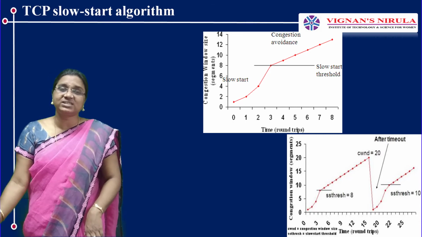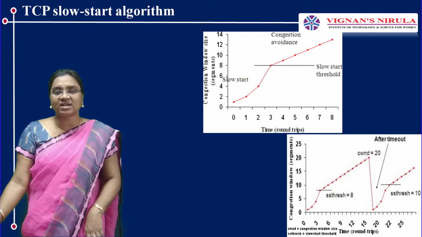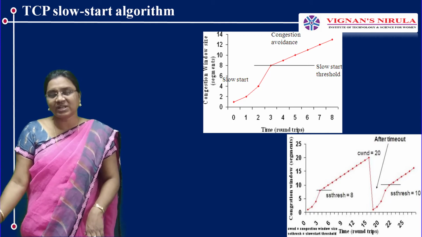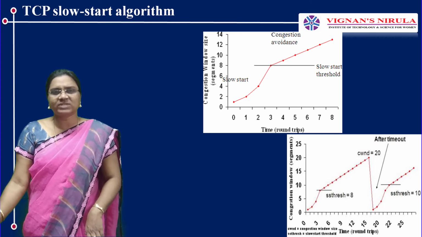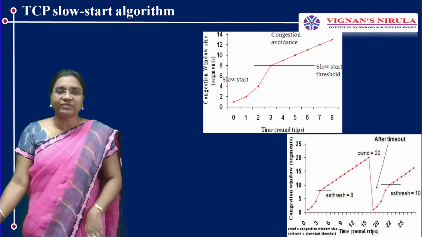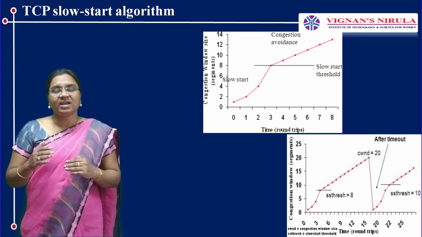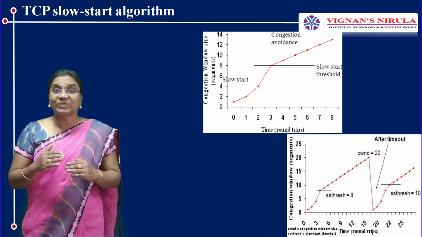So after reaching this threshold, if we observe that packets are going well, that is, packets are transmitted successfully and we are getting the acknowledgements also successfully in time, before the timer is out, then the condition is good in the network. So what we are doing here is increasing the congestion window linearly.